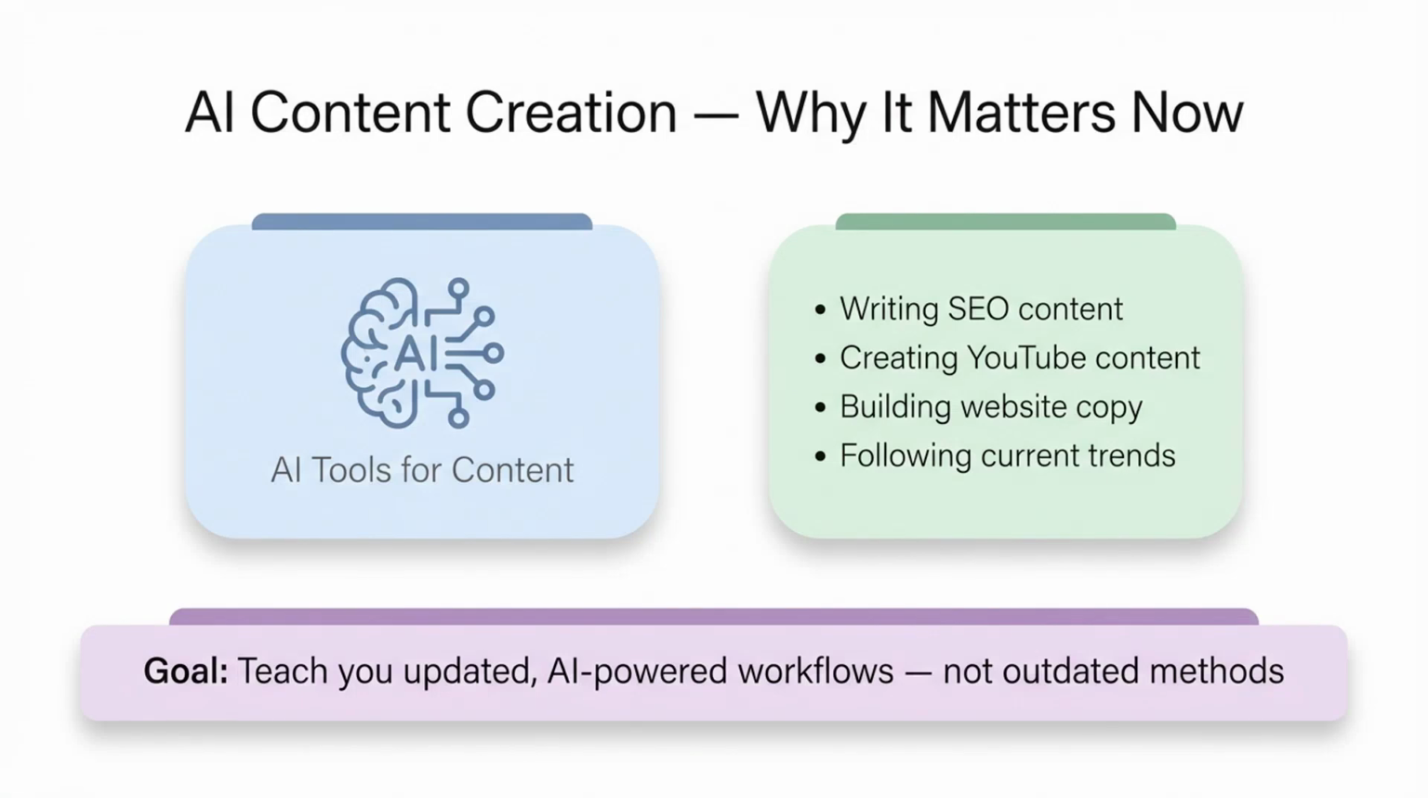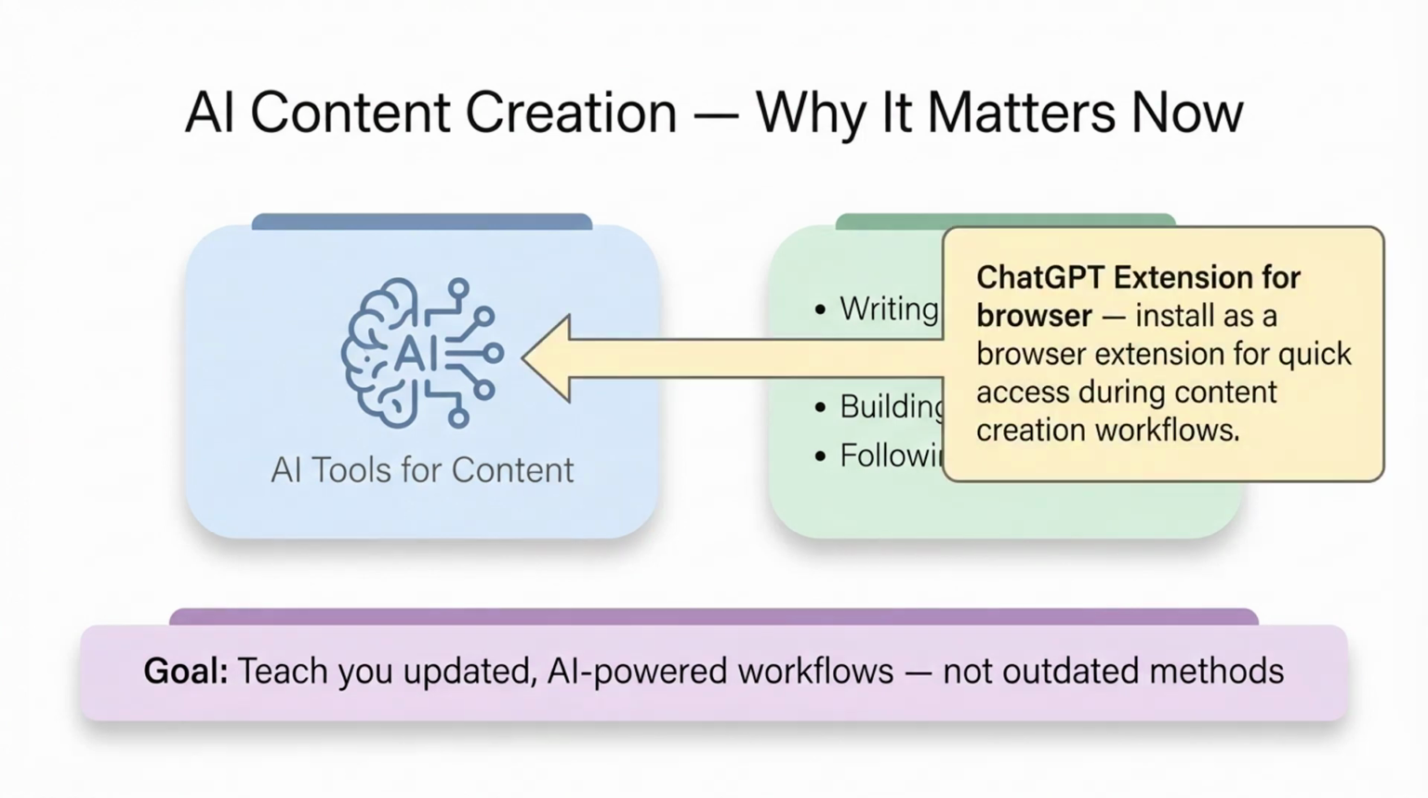The instructor wraps up by previewing what's coming in future sessions, specifically AI-powered content creation. The reason AI tools like ChatGPT are being included in this course is simple. The industry has moved in that direction, and learning outdated methods would put you at a disadvantage. The upcoming sessions will cover how to use AI for writing SEO content, creating YouTube content, and building website copy, all aligned with current trends. One specific tool the instructor mentions is using ChatGPT as a browser extension.